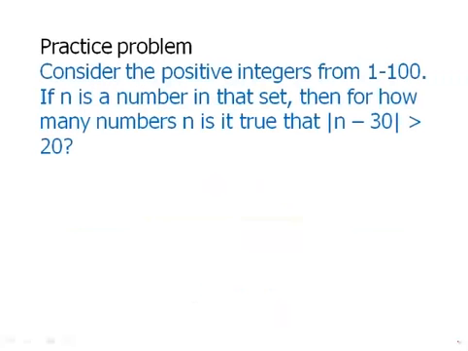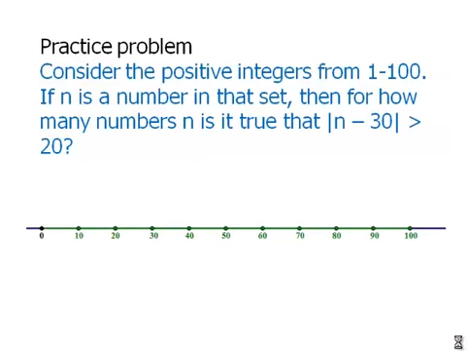Here's a practice problem. Pause the video and then we'll talk about this problem. Consider the positive integers from 1 to 100. So we have 100 integers. If n is a number in that set, then for how many numbers n is it true that the absolute value of n minus 30 is greater than 20? Well, that would be a very hard problem to start plugging in values and trying to figure it out. Much easier with this updated understanding of absolute value. So what we're saying is that the distance between n and 30 is greater than 20.